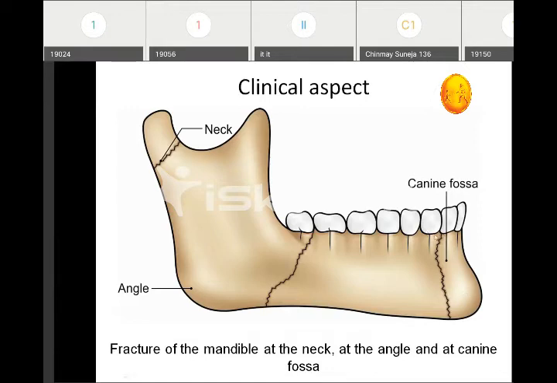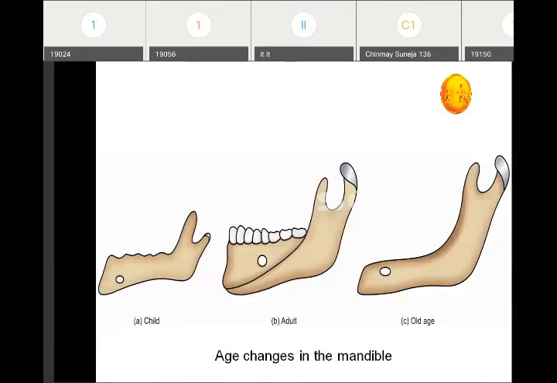Clinical aspect, the fracture of the mandible is most common in the canine fossa. The second most common site is the junction of the body and ramus, and third is the neck of the mandible. Okay? So this is the part related with the clinical aspect, that is the fracture of the mandible. Now after that, the age related changes in the mandible. Hope you're understanding the parts and the attachments. Attachments, of course, you have to read twice or thrice to remember them.